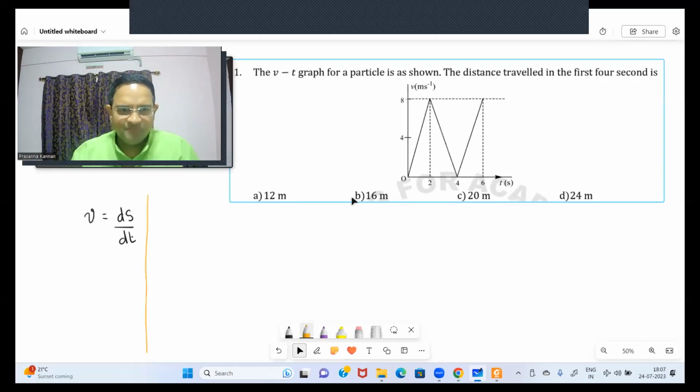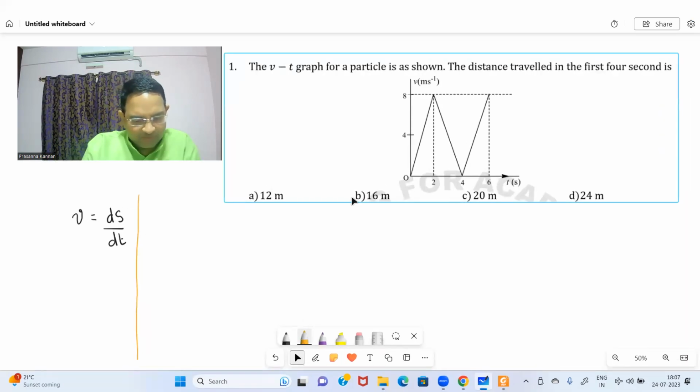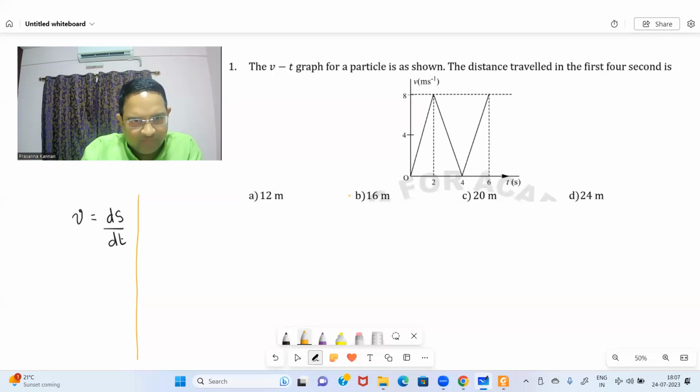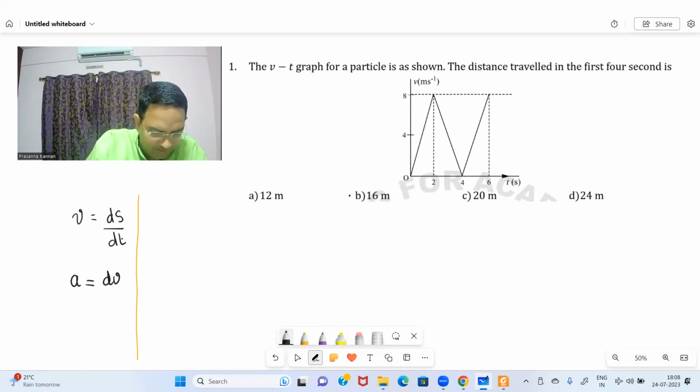Now, tell me, what is displacement? How are velocity and displacement related to each other? Velocity, rate of change of displacement with respect to time. Yes. And how is acceleration related to velocity? Rate of change of velocity with respect to time. So I can write it as dv by dt.